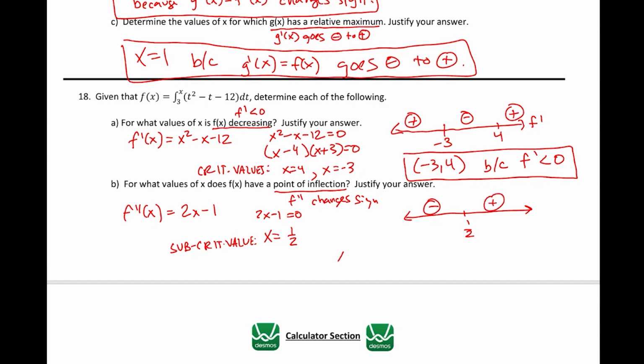So the x value where the point of inflection is, I'm going to say a point of inflection at x equals 1/2 because f double prime changes sign. We don't actually have to say that it's going from negative to positive, because as long as it's changing, that's good enough for points of inflection.